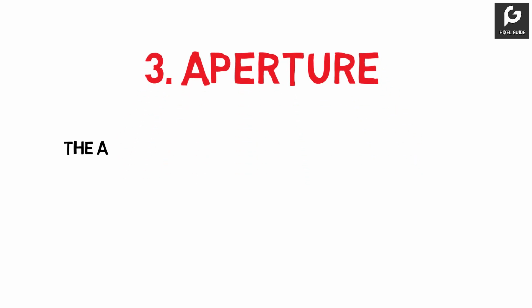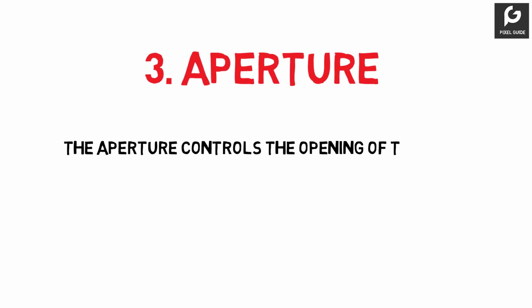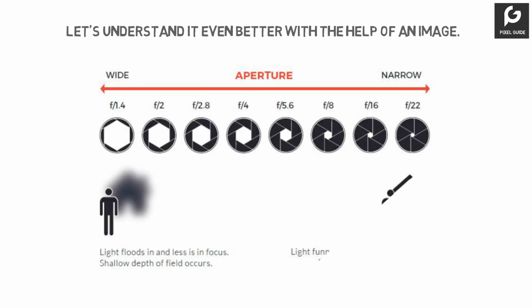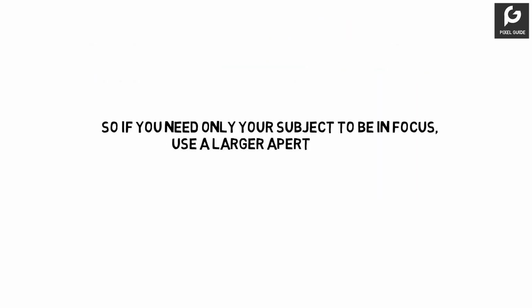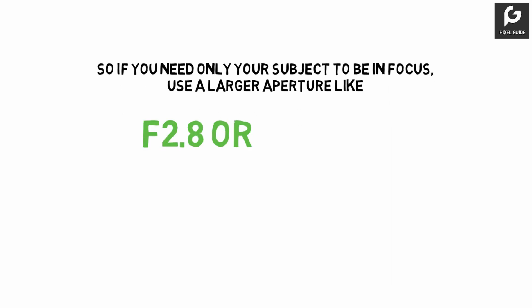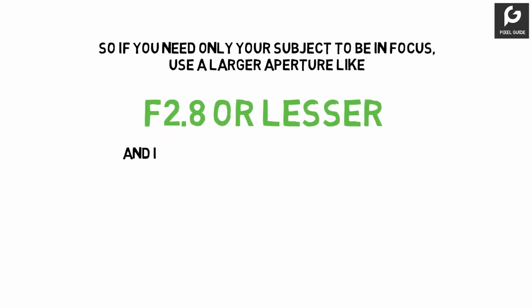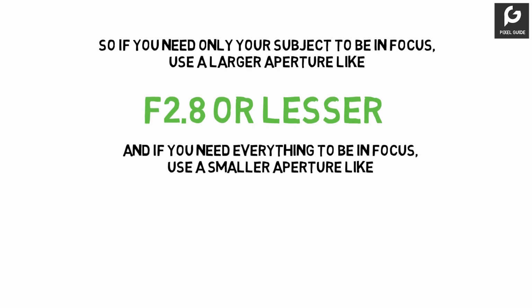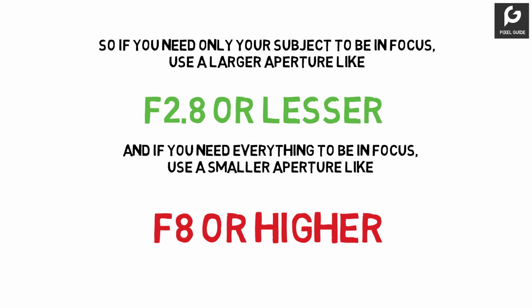Third is aperture. The aperture controls the opening of the lens by which the light enters the camera. Let's understand it even better with the help of an image. If you need only your subject to be in focus, use a larger aperture like f2.8 or lesser value. And if you need everything to be in focus, use a smaller aperture like f8 or a higher value.